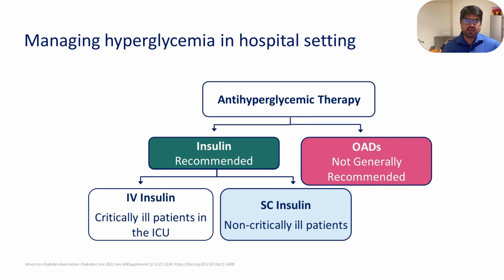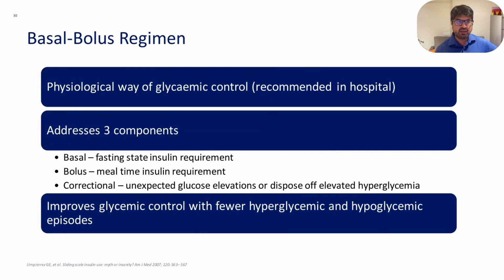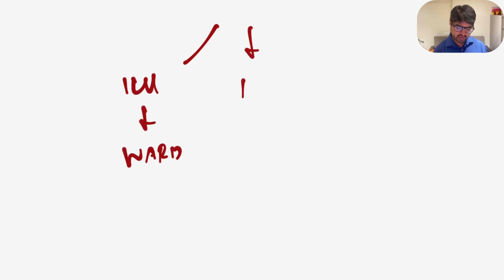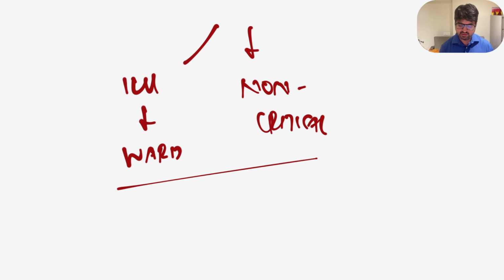So now let's look at the other part of it, that is a patient who is in a non-ICU setting. Now we are going to see subcutaneous insulin. You'll be using subcutaneous insulin in 2 situations: either the patient transitions from ICU to ward, or the patient was non-critically ill anyway and you shifted the patient directly.